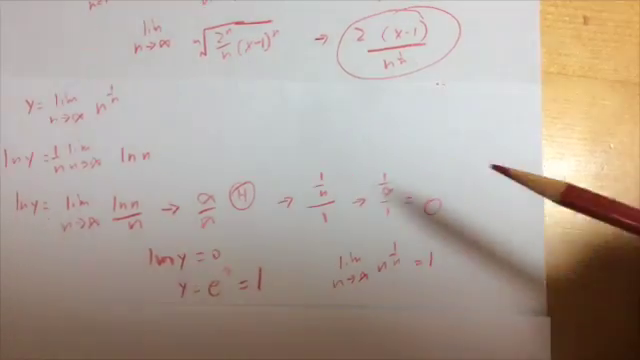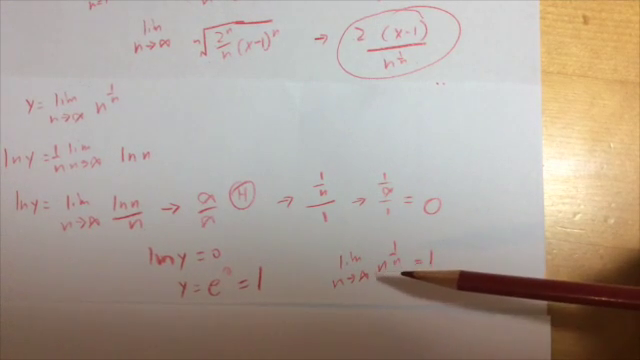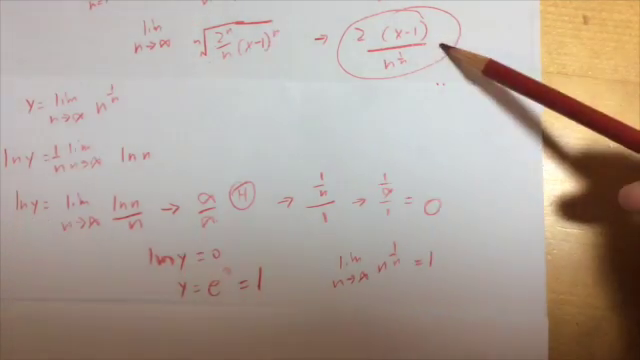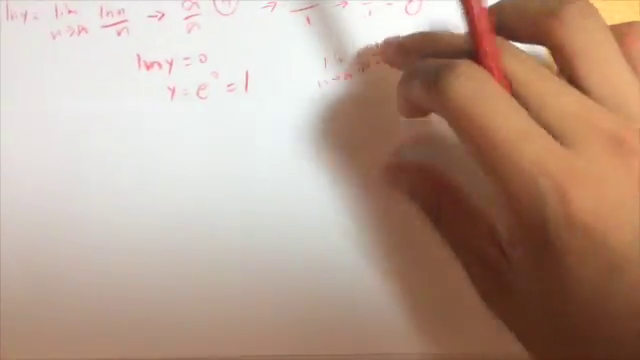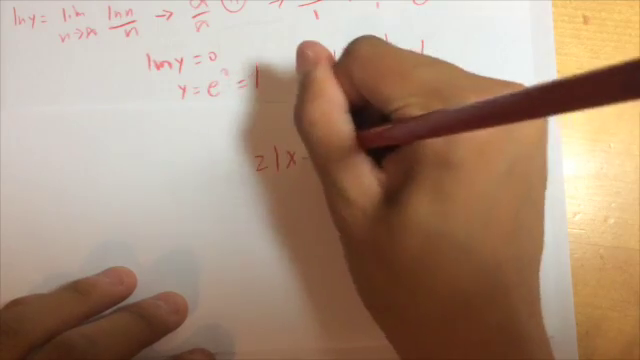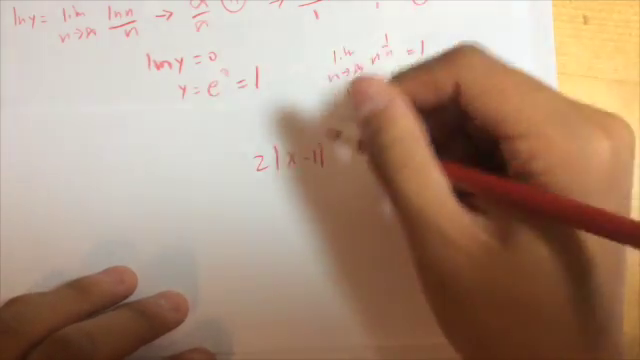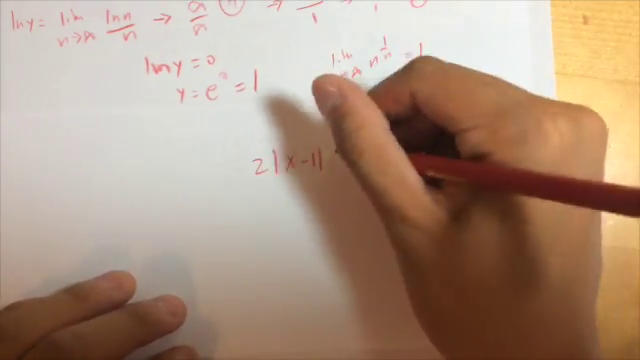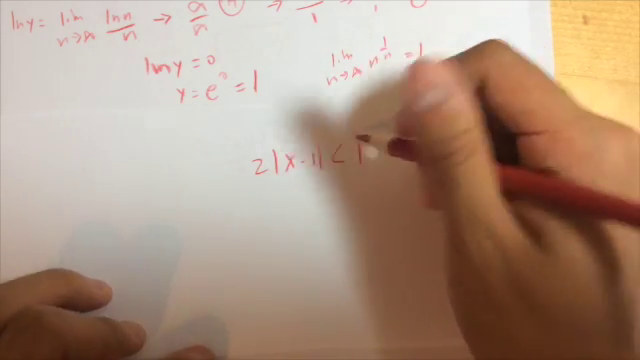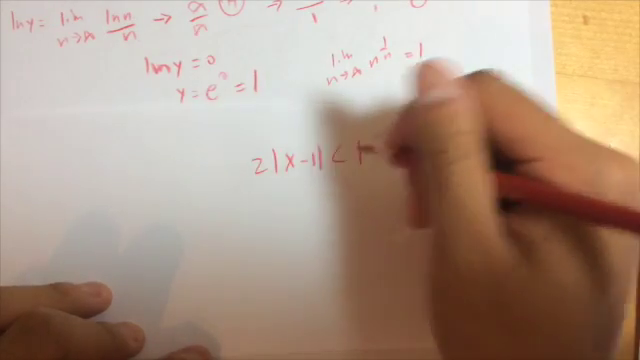Because you've established that the limit as n approaches infinity of n to the 1 over n equals 1, you could plug that into the original function and get this: 2 times x minus 1. And then you have to remember to put the absolute value signs, is less than 1, because you're testing for the radius of convergence. It's convergent when all of this is less than 1.